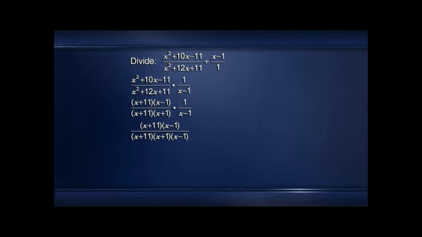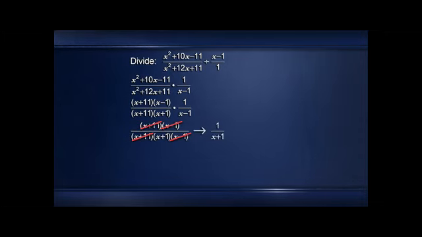Do all the canceling you can find. I see an x plus 11 there, for example, that I could cancel. I see some x minus 1s as well. And once I've done that, I'm left with 1 over x plus 1. And so my final answer is 1 over x plus 1.